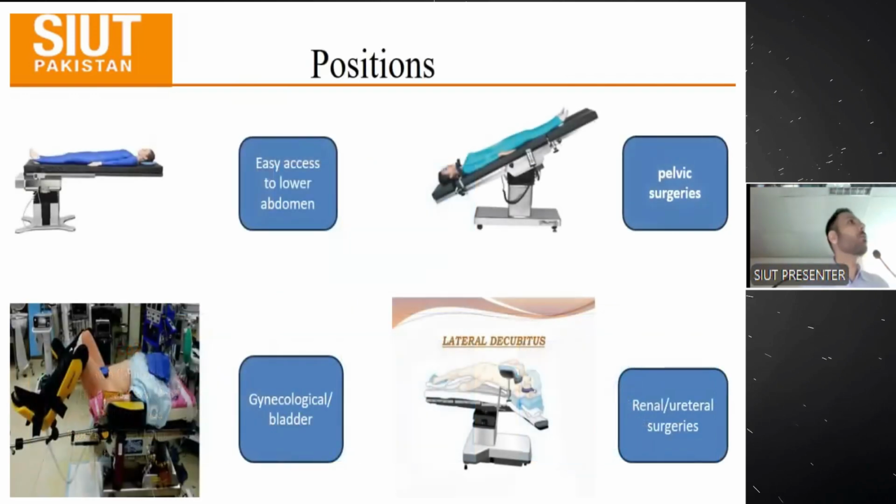So the patient is now on the table and you want to perform a procedure. But for that, first, you have to position the patient. So these are some of the common positions of the patient. You can see the first one is the supine position, which allows easy access to the lower abdomen. The other one on the right side is the Trendelenburg position that is used during pelvic surgeries. The lithotomy position is mostly used in gynecological and bladder surgeries.